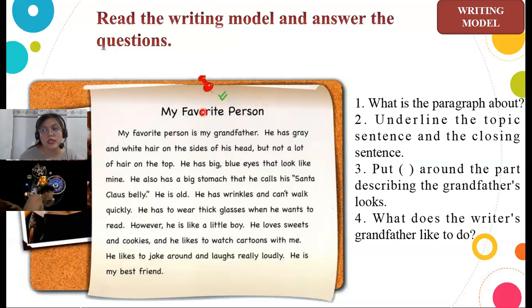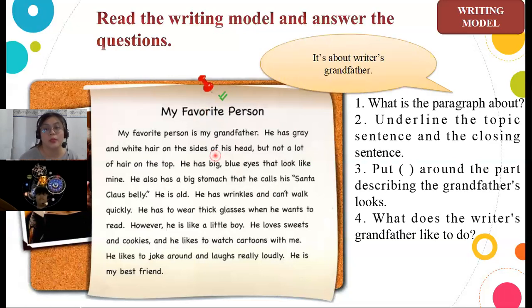All right. Okay, so underline the topic sentence and the closing sentence. Circle the part describing grandfather's look. What does the writer's grandfather like to do? Okay, so first let's underline the topic sentence and the closing sentence. Where is the topic sentence? That is the very first sentence.